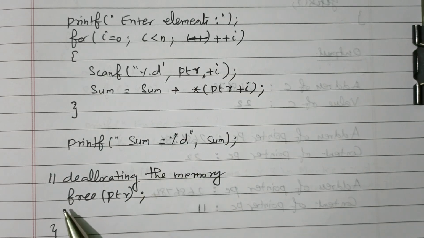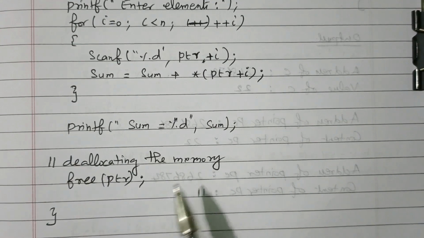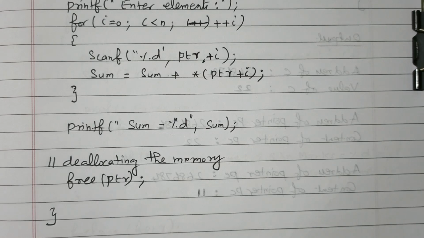Then we can deallocate. We already allocated the memory. Deallocating the memory: free pointer. So the already allotted memory will be freed. It will free the memory space. Then close the program.